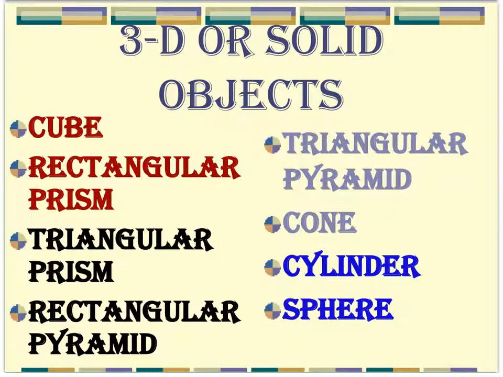Our video today is going to cover 3D, or what we call solid objects. These are a list of all of the objects that we're going to talk about in this, so you can write them down now or you can write them down as they come up on the screen, as we'll go through each individually to show you how to identify them.